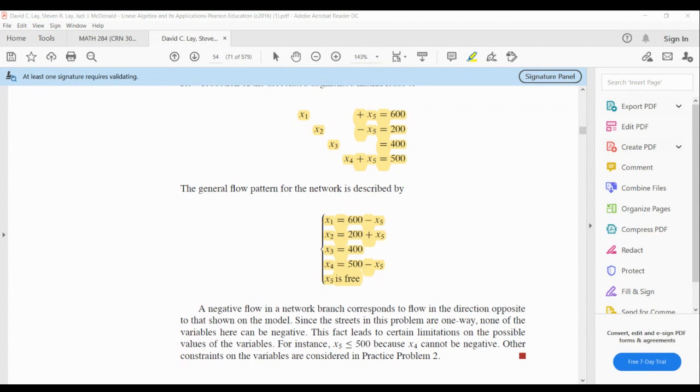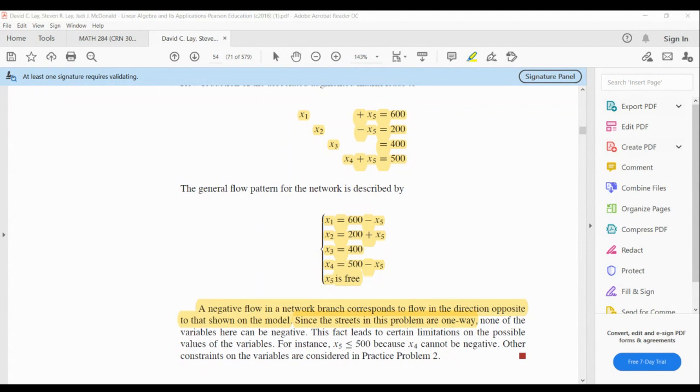Okay. And they make a final comment here that a negative flow in a network corresponds to flow in the opposite direction as shown in the model. Okay, we don't want that. So the streets are one way, so none of the variables can be negative. If you have negative flow, it's like you're going in the opposite direction.